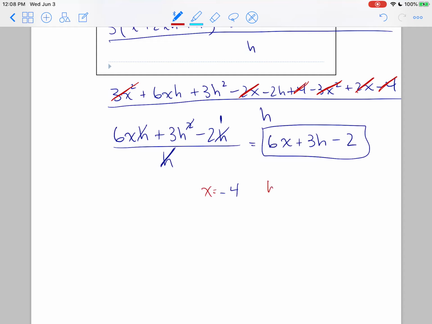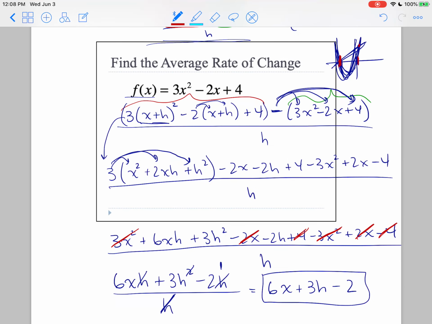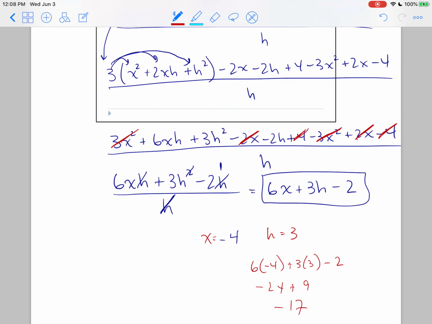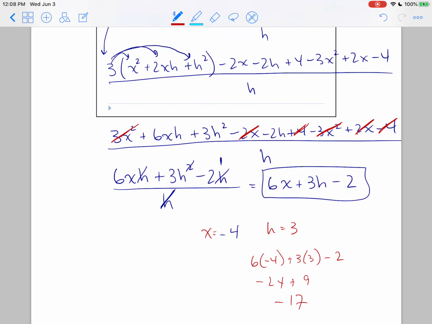So let's say x is negative 4 and h is 3. I can plug that in. So if I plug that in, I get 6 times negative 4 plus 3 times 3 minus 2. So that's negative 24 plus 9. That gives me negative 13. Nope, negative 15 minus 2, negative 17. Okay, so my drawing is terrible because my drawing has a positive slope, and this is clearly a negative slope. But it's saying that the average rate of change between those 2 points is negative 17.